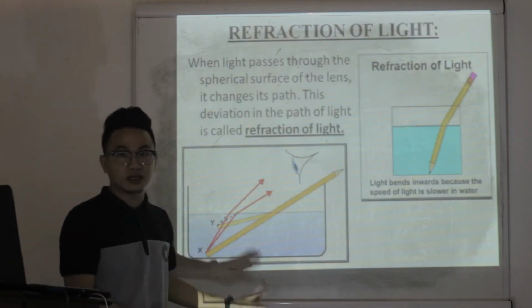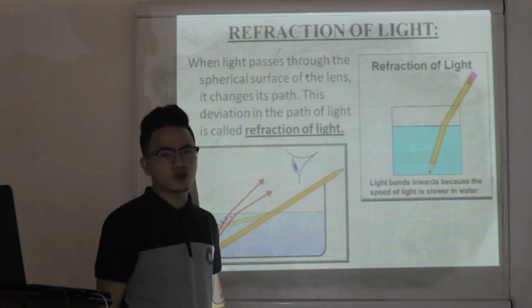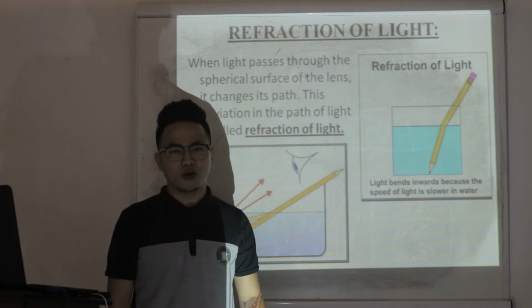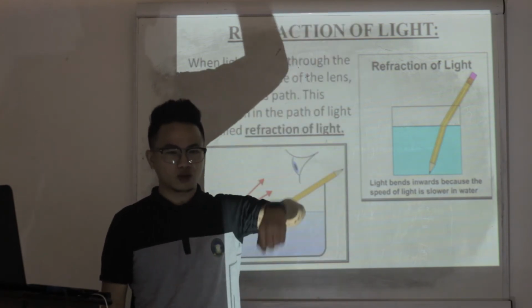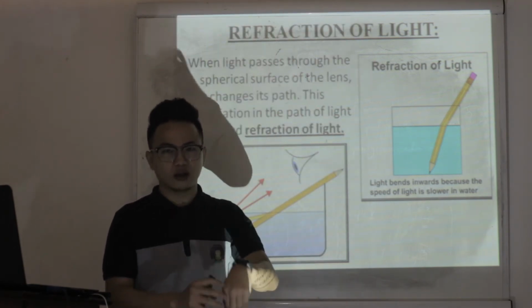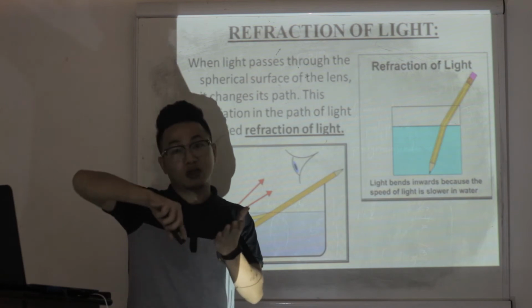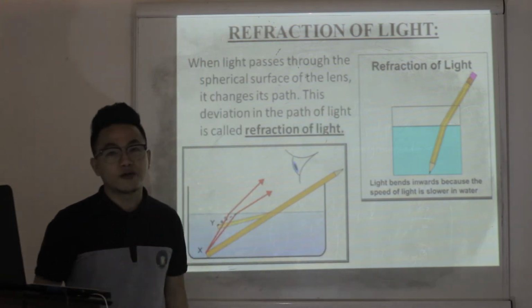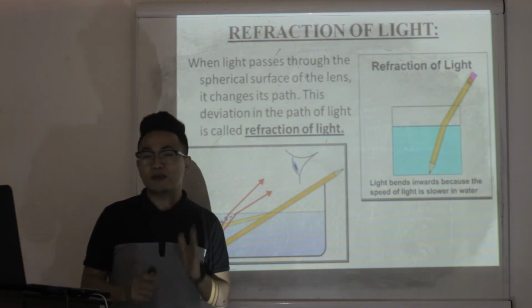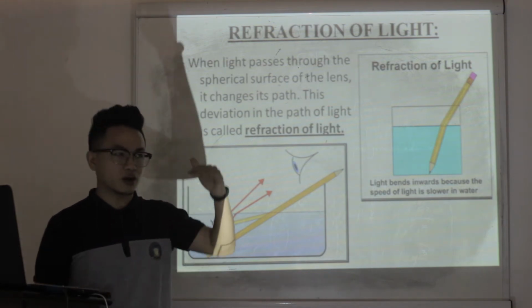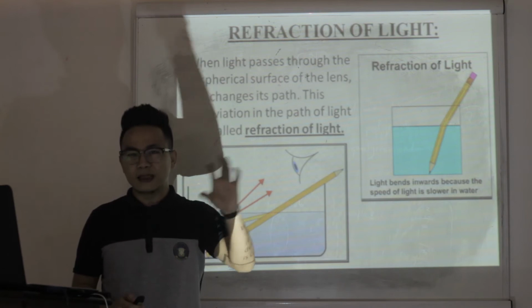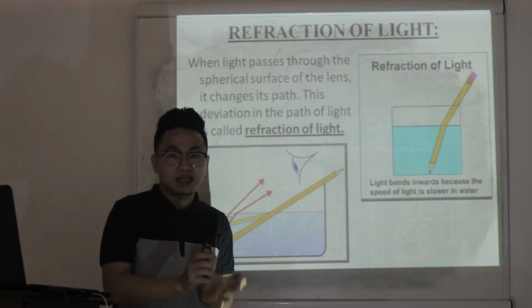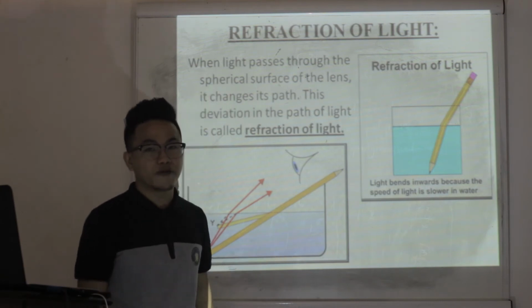And here we can see a refraction. I hope you can see this one. Those are more or less a refraction. When light passes through the surface of the water, it changes its path, or maybe it's deviated. Those are called the refraction of light.